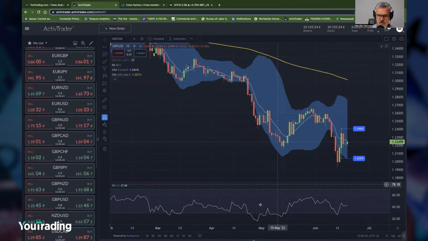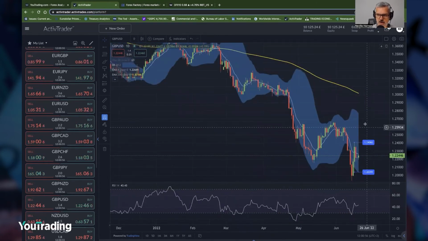So all in all, looking for the RSI to continue showing positive divergence to price action. Momentum, get the RSI back above 50 at some point, especially if we get back above the 1.24, and then looking for a retracement of this downtrend back up to test this dynamic resistance.